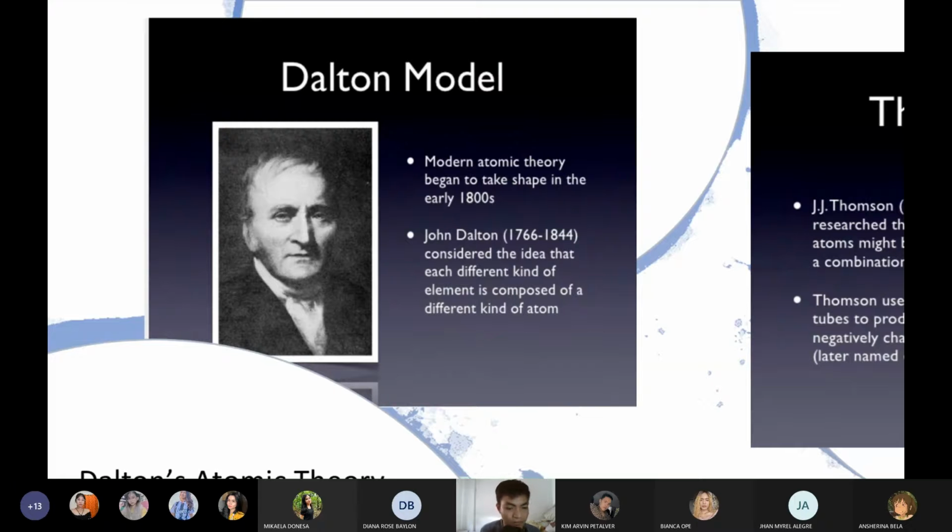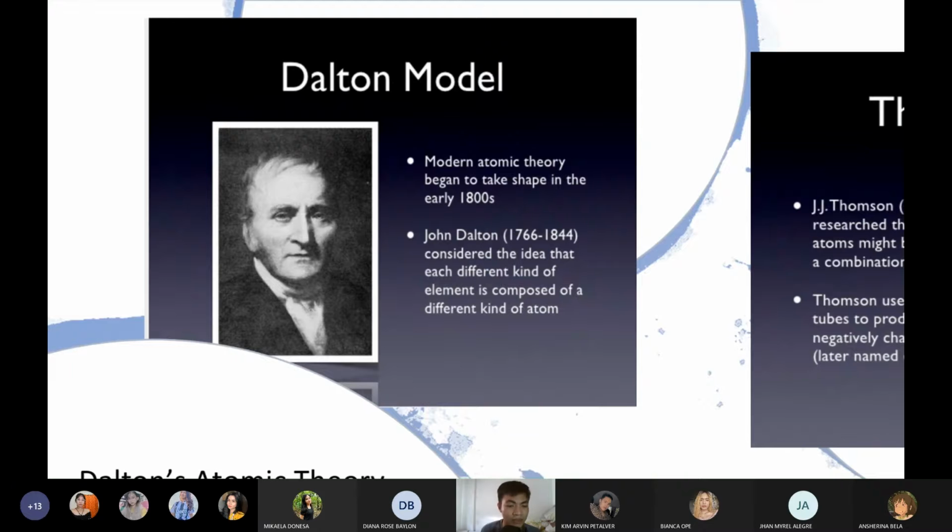Ano ba talaga yung atoms, no? So in his study about atoms, he came back with the Democritus idea, yung atomos. Okay? And then later on, he conducted several experiments to verify the concept of atomos. So gumawa siya ng experiment whether yung idea ni Democritus will reflect the atoms today. And he found out that it was true.